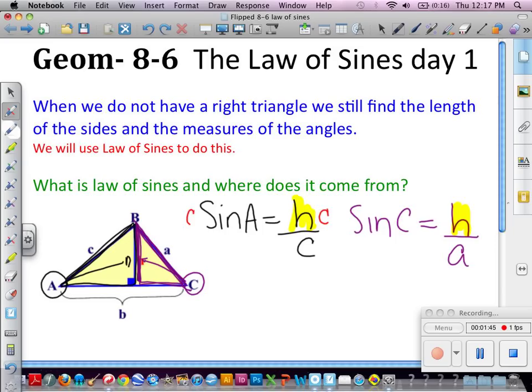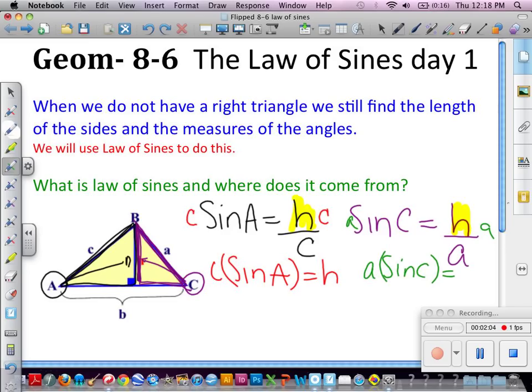I'm going to multiply by C, multiply by C. I get sine of A times C equals the H. Multiply by A, multiply by A. A times the sine of C equals the H. Now, since they both equal H, I'm going to do a substitution and set them equal to each other. So I'm going C times the sine of A equals A times the sine of C.